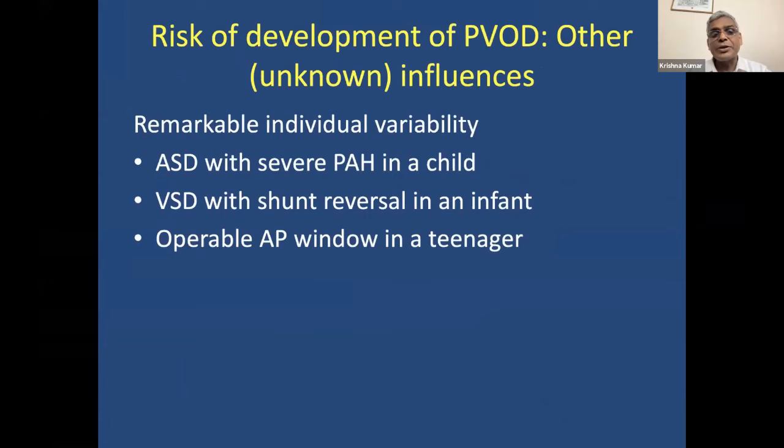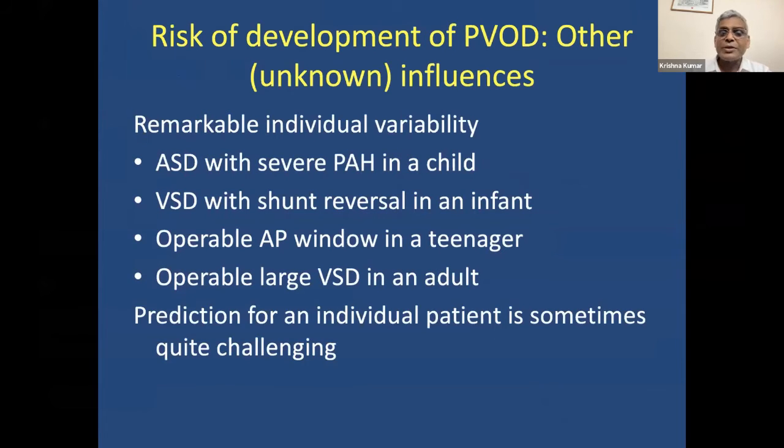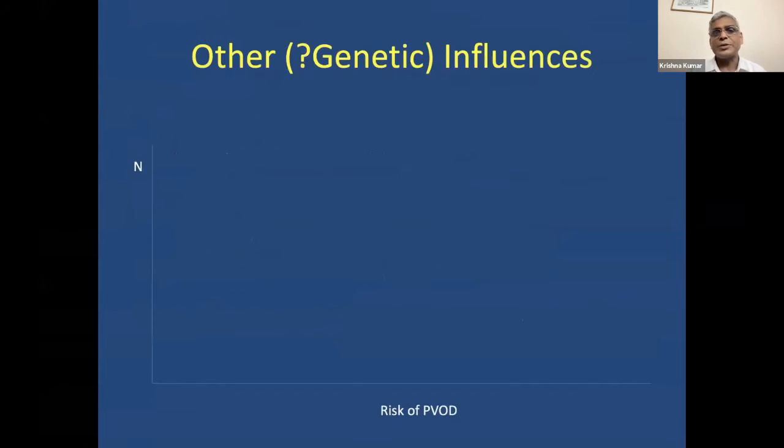I've had a 37-year-old with an operable AP window. We've all come across these fantastic examples, so we tend to remember them, and that makes it very difficult to predict in an individual patient. There is definitely a genetic influence that we really must study.